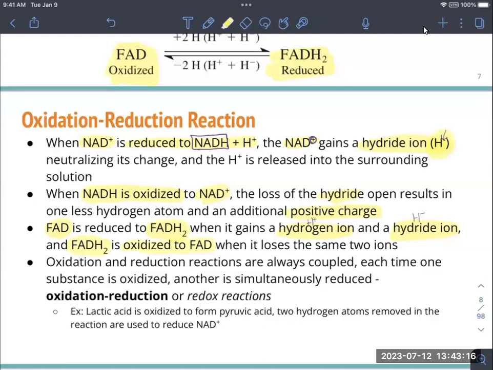They're always coupled together. So when something is oxidized, something else is being reduced. This is known as this oxidation reduction reaction, or these redox reactions. Lactic acid gets oxidized to pyruvic acid. 2 hydrogen atoms get removed from this lactic acid when it gets converted to pyruvic acid, and they're used to reduce NAD+.